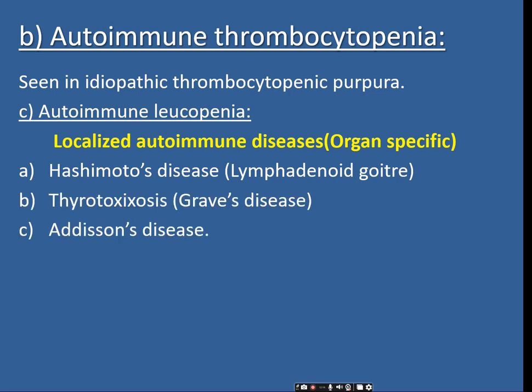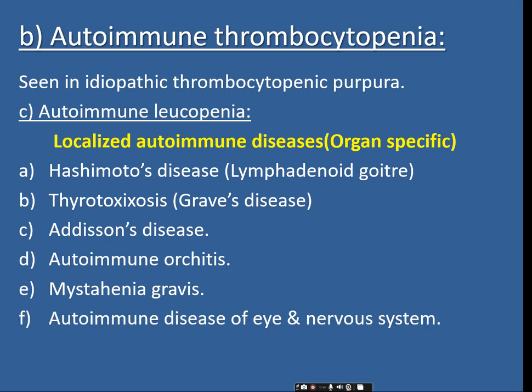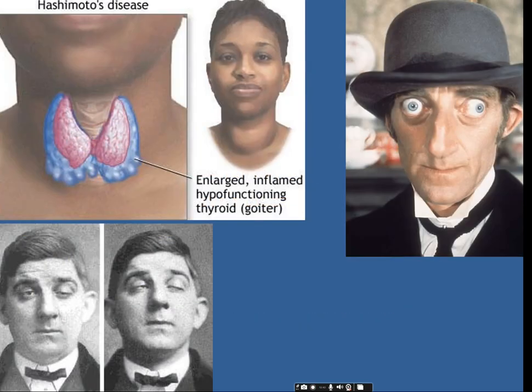So if you take the organ specific reaction, you have different reactions like Hashimoto's disease, myasthenia gravis, Addison's disease, autoimmune arthritis. So many things are there if you take the localized autoimmune disease. Localized is for a specific region or specific site, organ specific we say. And autoimmune diseases of the eye and nervous system. So here you can see in Hashimoto's disease, you have an inflamed, hypofunctioning thyroid, we call it goiter, right? So hope you know this.